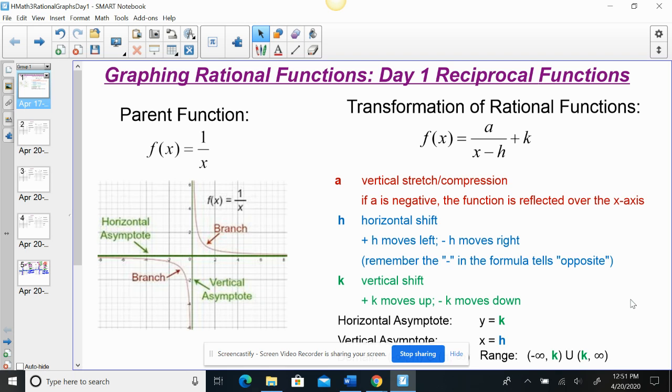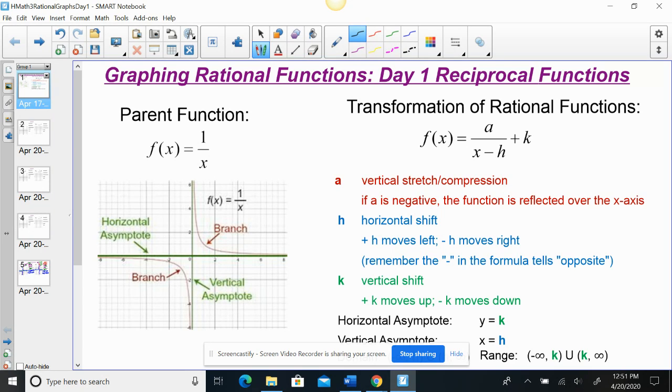Hey guys, today we are going to start graphing our rational functions. So today we're really just going to focus on the reciprocal function, which is part of the family of rational functions, but it is when we have a constant in our numerator. So we do not have variables in our numerators yet. We'll have those tomorrow. I know you guys are so excited for that.